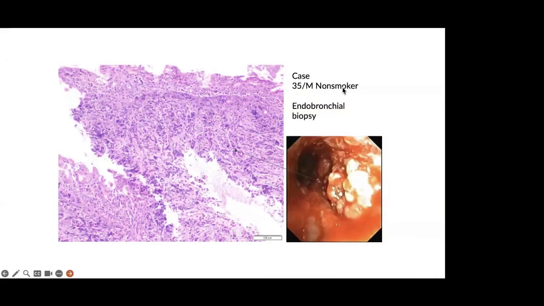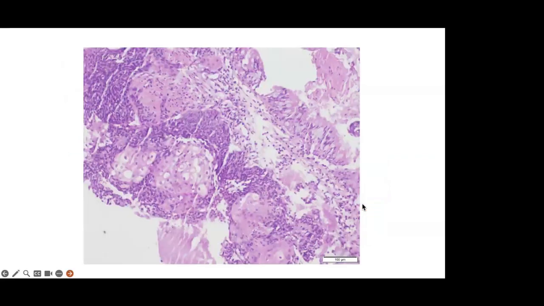So this is one case, a young male non-smoker, and this is an endobronchial biopsy where you can see the lining epithelium, which is a little angry looking. Some atypia is there, but down there is a tumor showing crushed tumor cells. They are all basaloid looking. Nothing more is visible. Some inflammatory infiltrate is seen, and this is the mass from where the biopsy has been taken. And this is the zoomed-in picture of the same tumor.